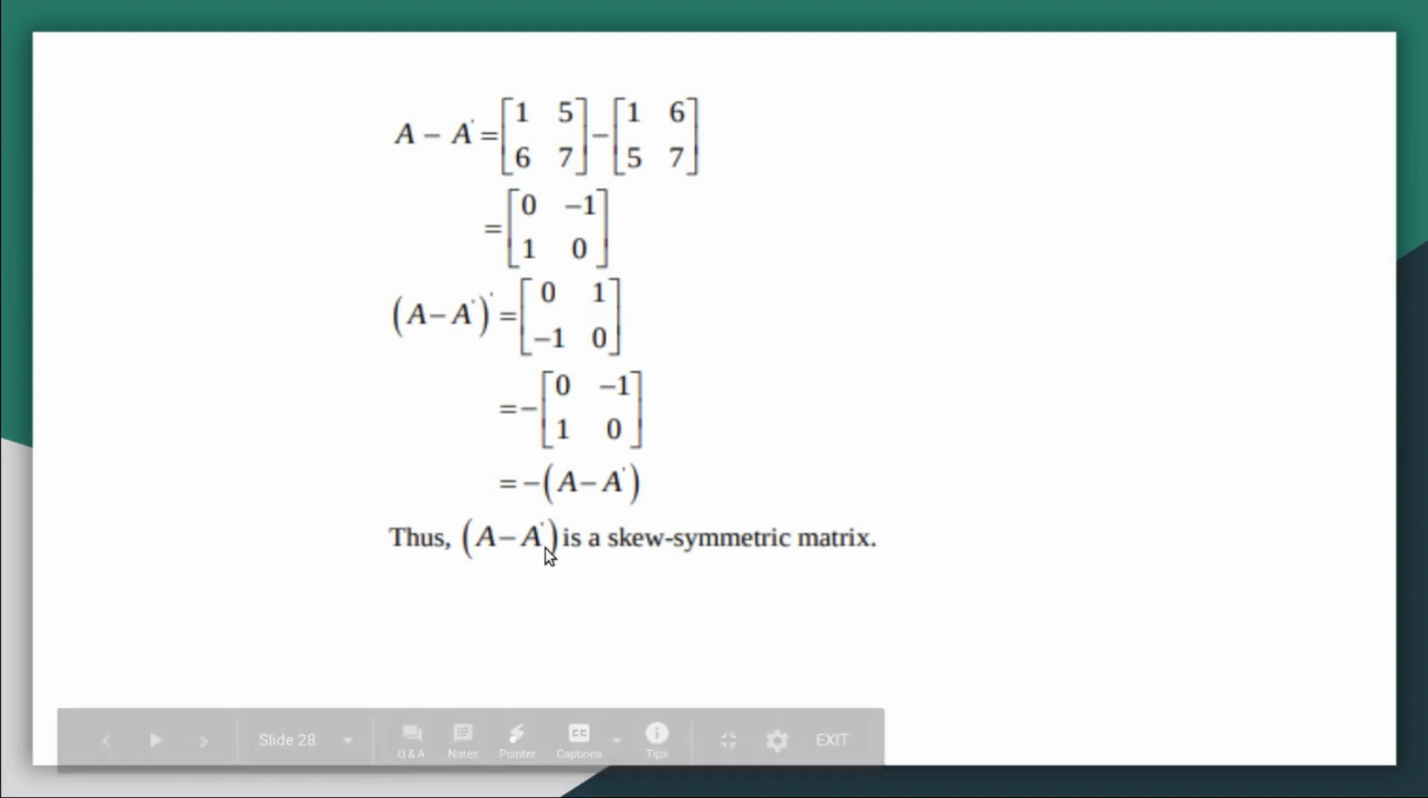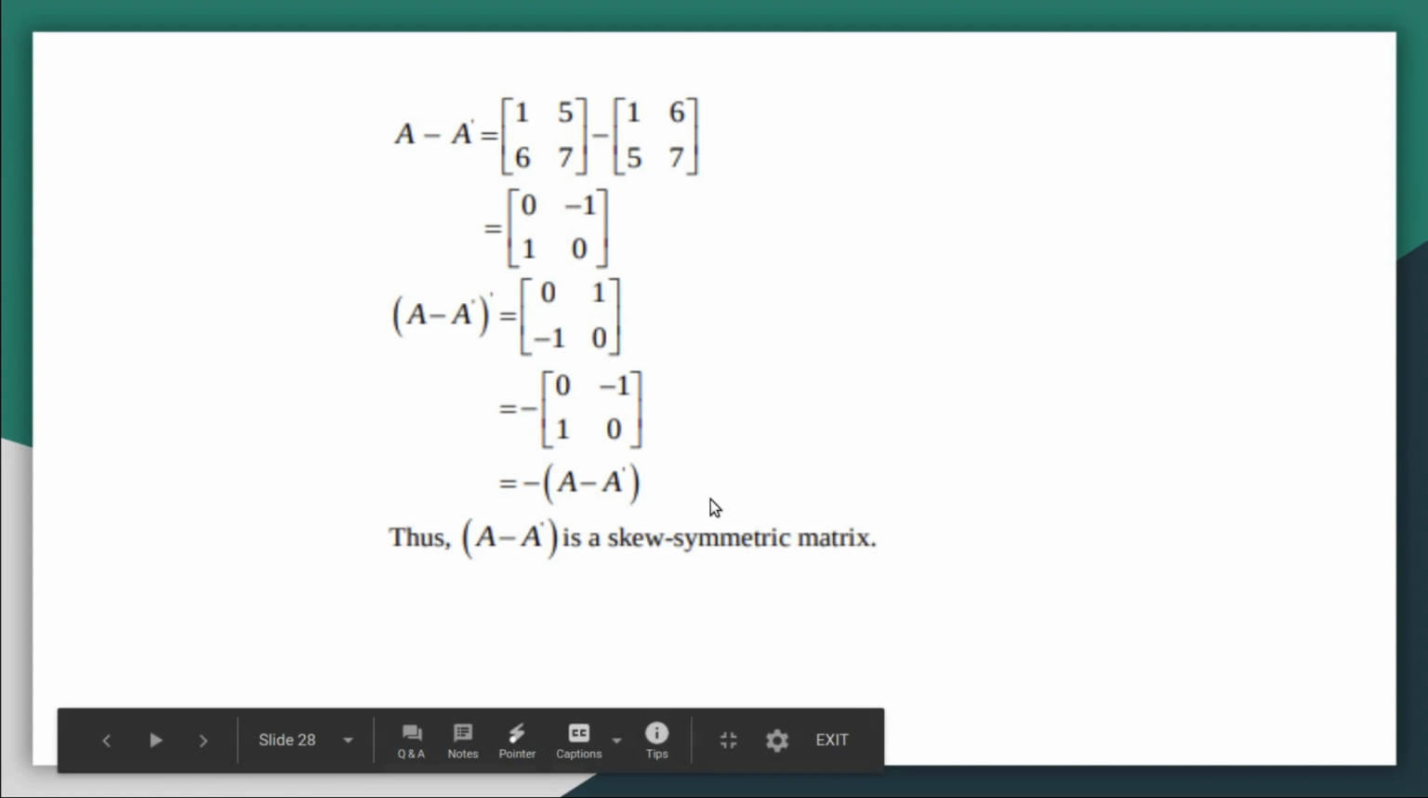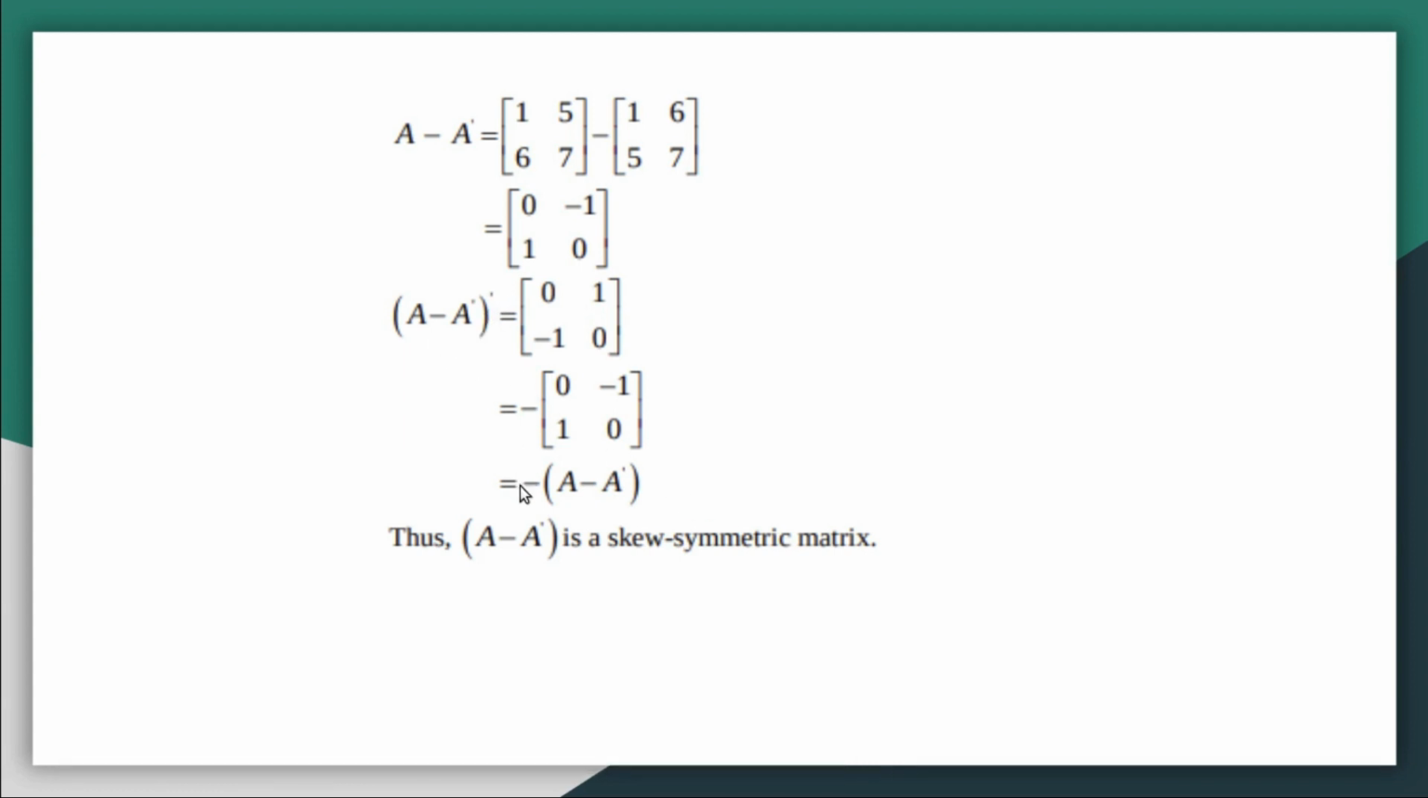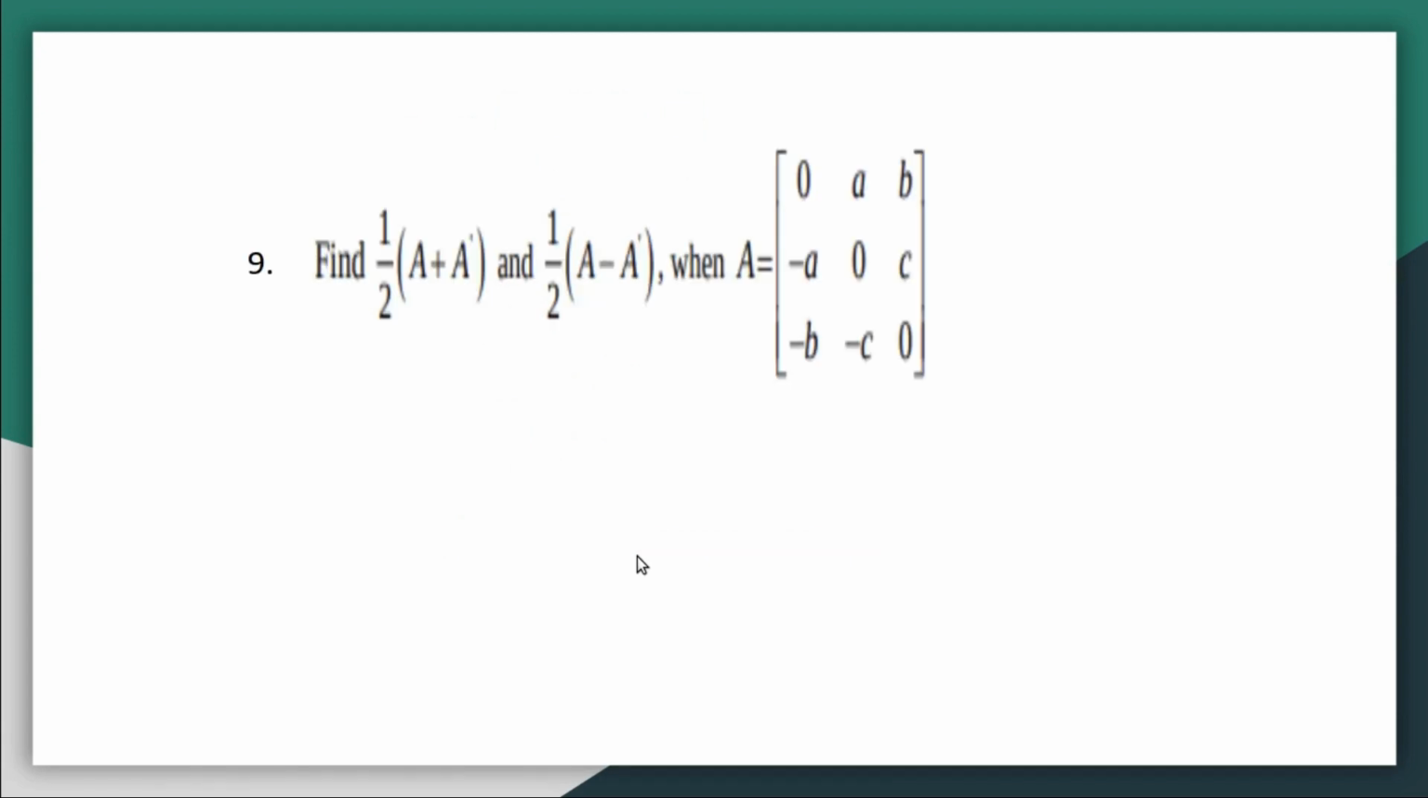So A minus A transpose is a skew symmetric matrix. A matrix is said to be skew symmetric if A transpose equals minus A. Here (A minus A transpose) whole transpose equals minus of (A minus A transpose). So A minus A transpose is a skew symmetric matrix.